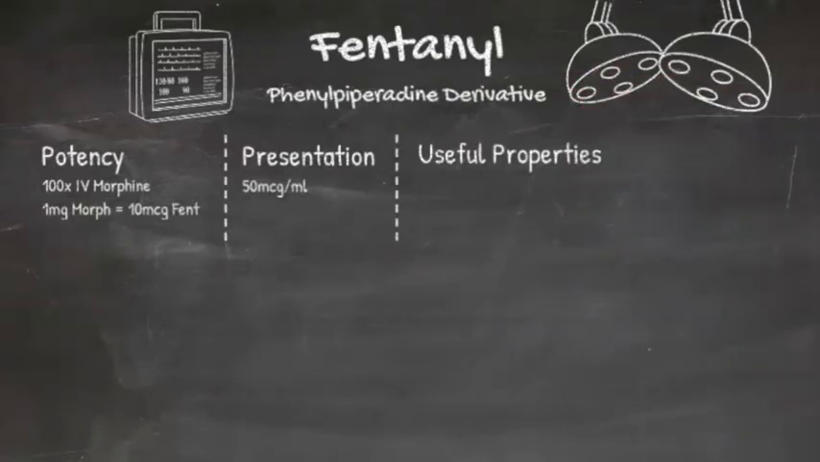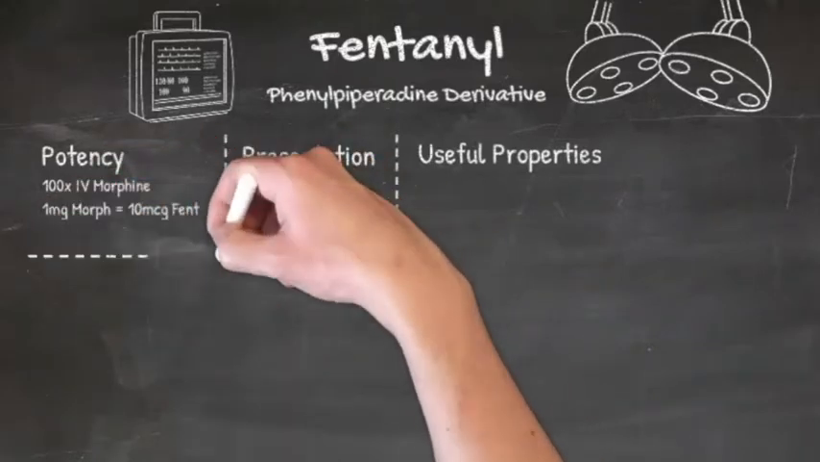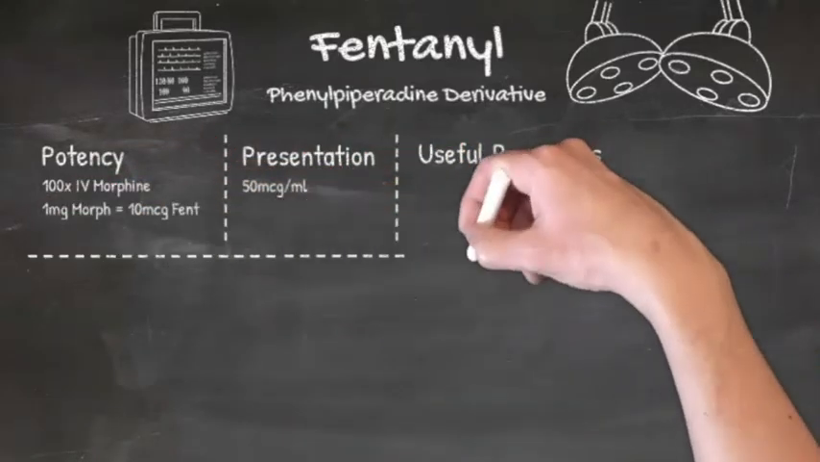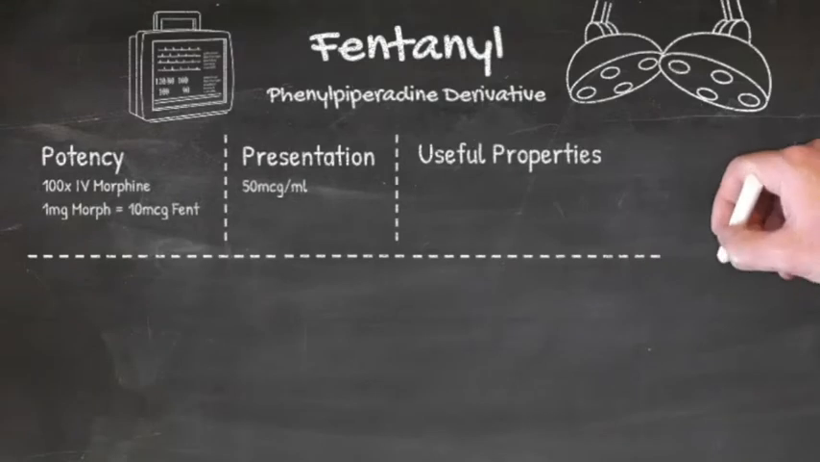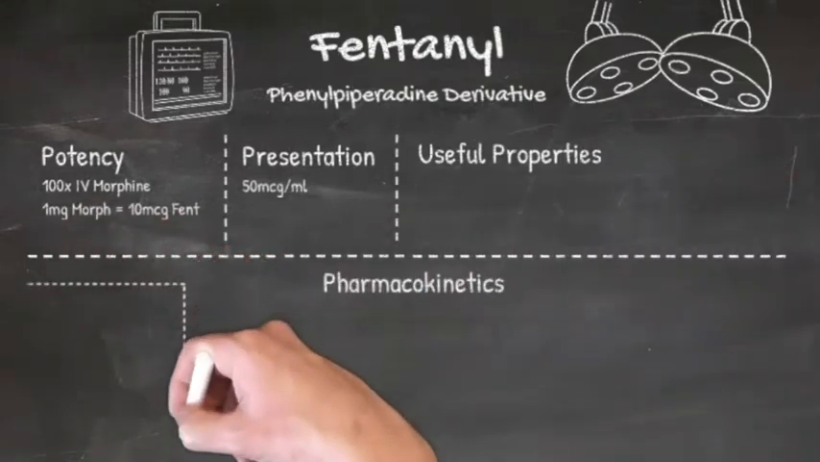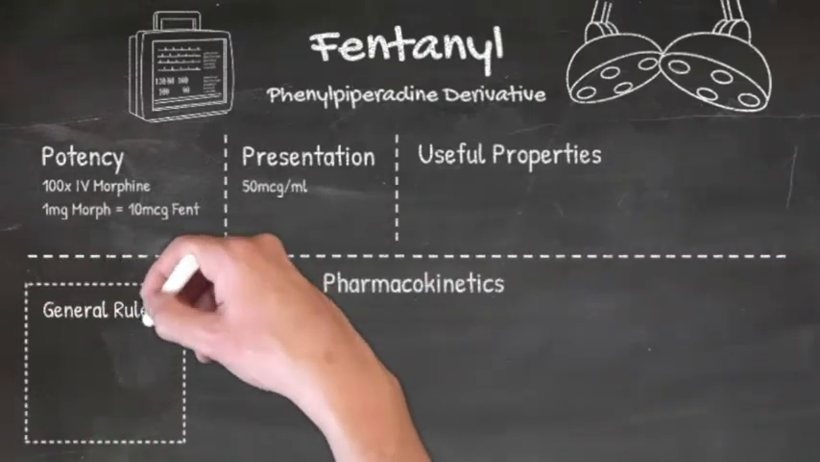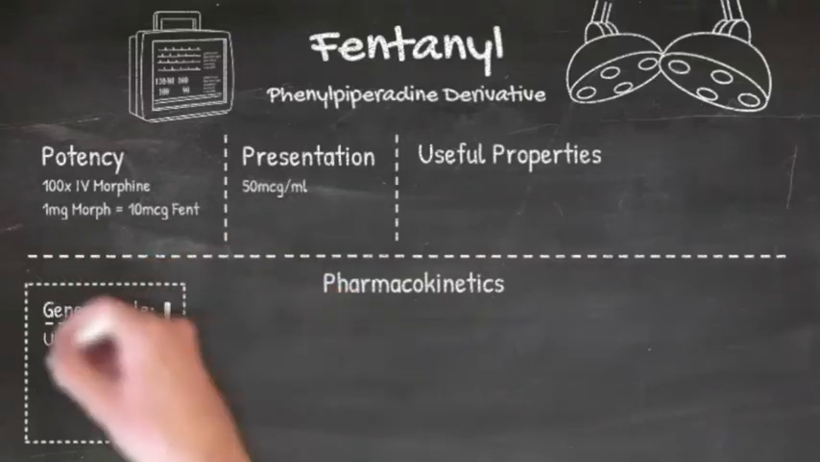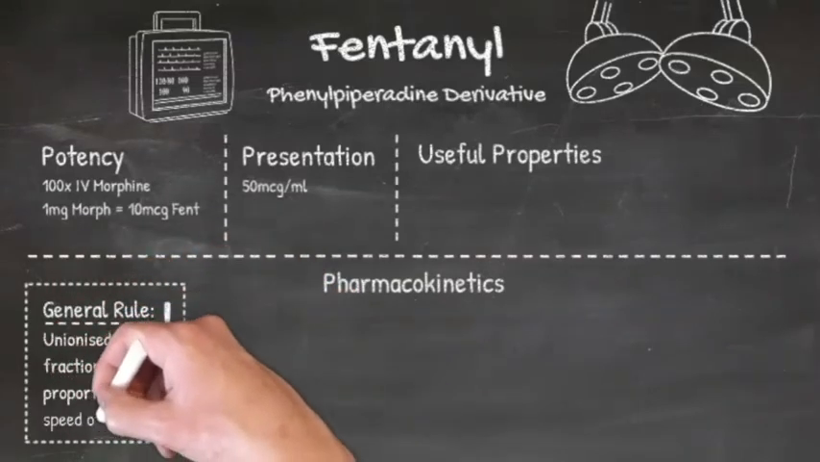Now I'm going to talk about the pharmacokinetics specific to fentanyl and how they relate to its usefulness in anesthesia. Generally speaking, the unionized fraction of an opioid at physiological pH, defined by its pKa, is directly proportional to its speed of onset.